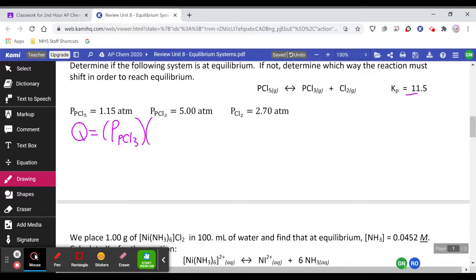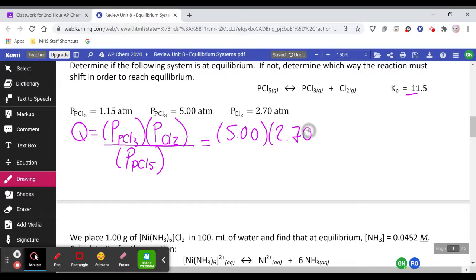We have 1 mole of each, so I'm not worried about raising these to any power, times the partial pressure of Cl2. And that will be over the partial pressure of PCl5. And so then I'm just going to plug those values in since they were given to me. So I have 5 atmospheres, I have 2.7, and then I have 1.15 on the bottom. And so I get a Q equal to 11.7.